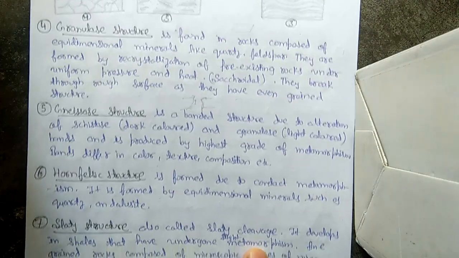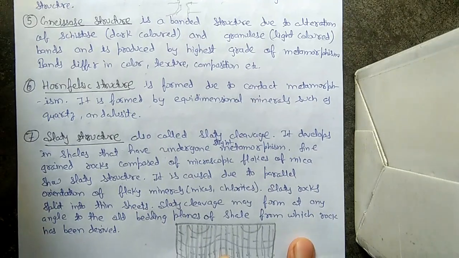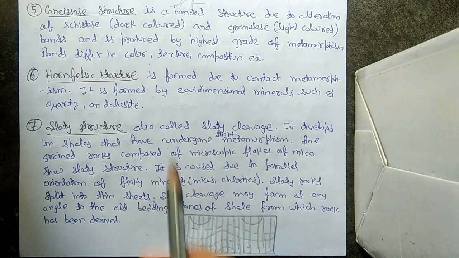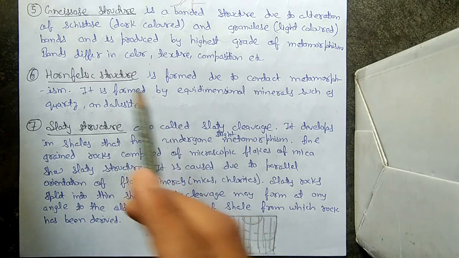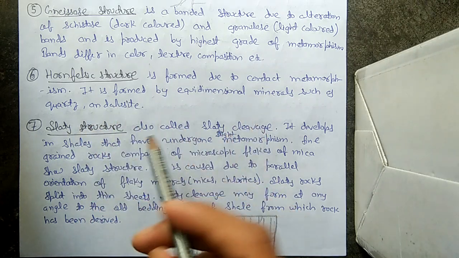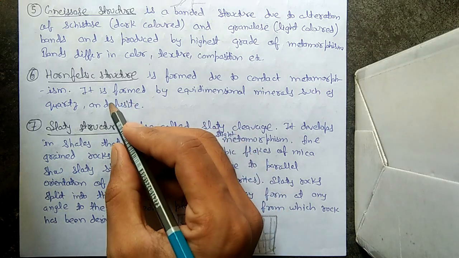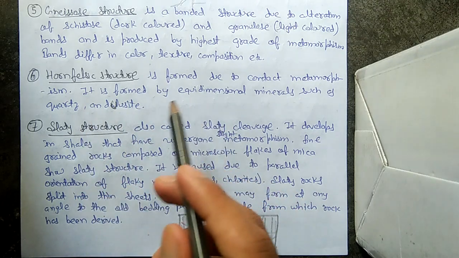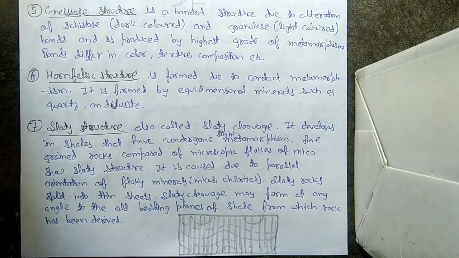Sixth structure is the Hornfels structure. Okay, what is Hornfels structure? This structure is formed due to contact metamorphism. I have already told you about contact metamorphism. When igneous bodies come in contact with a rock and cause metamorphism in it, that is called contact metamorphism. So this structure is formed due to contact metamorphism, and it is formed by equidimensional minerals such as quartz and andalusite. These are formed by equidimensional minerals, minerals having equal dimensions, equal sides, such as quartz and andalusite.